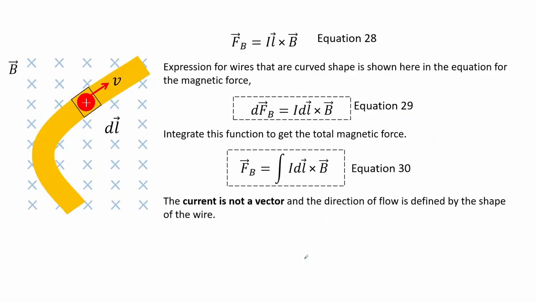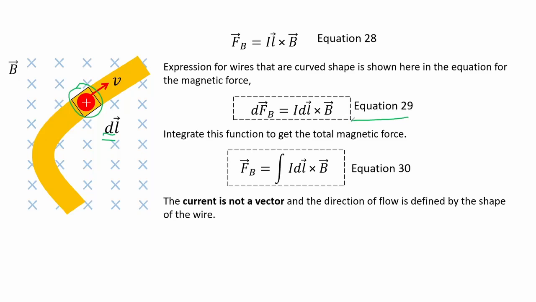But wires are rarely straight, and so we write an expression for wires that are curved, and of course we have to apply a differential equation where we take a small segment denoted as dl. Shown here is the equation for the magnetic force, equation 29. We can then integrate this function to get the total magnetic force, like for this curved wire, where we can apply a line integral.